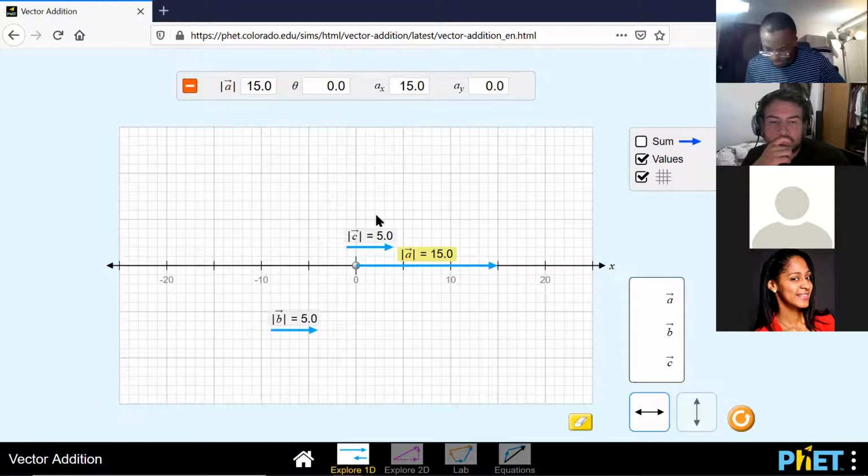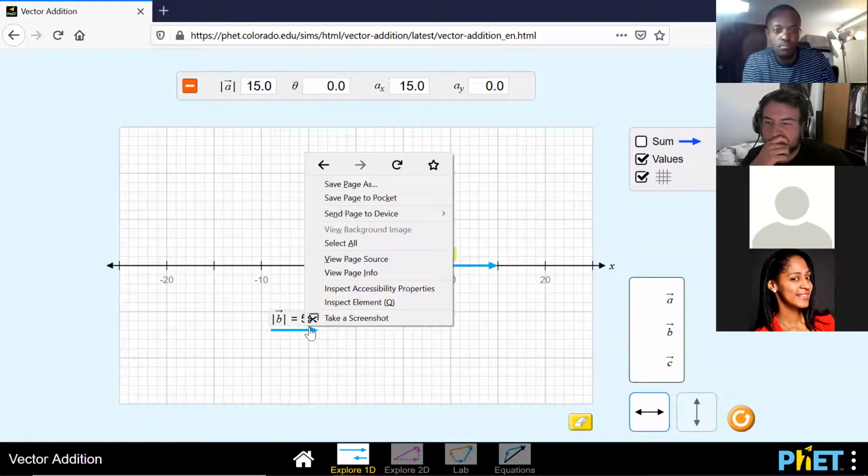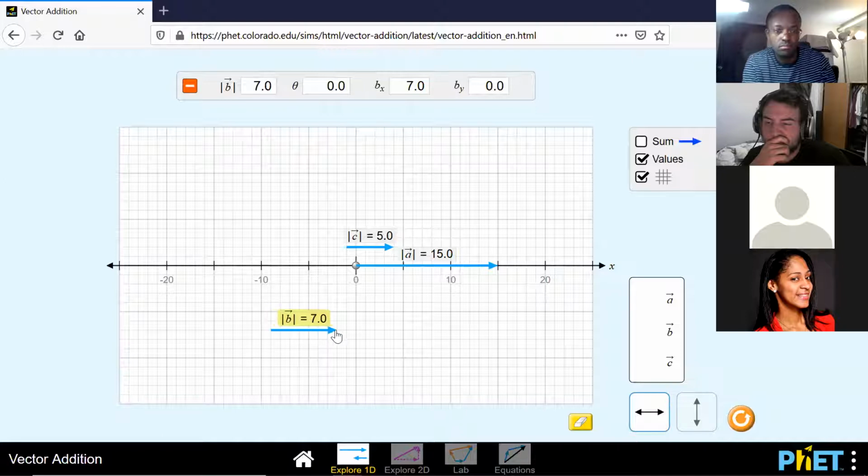So extend one of the vectors on the grid. I extended this one. I can extend vector B, or even contract it, make it smaller. And then I'm told to check sum on the right to determine the resultant sum of the 1D vectors.